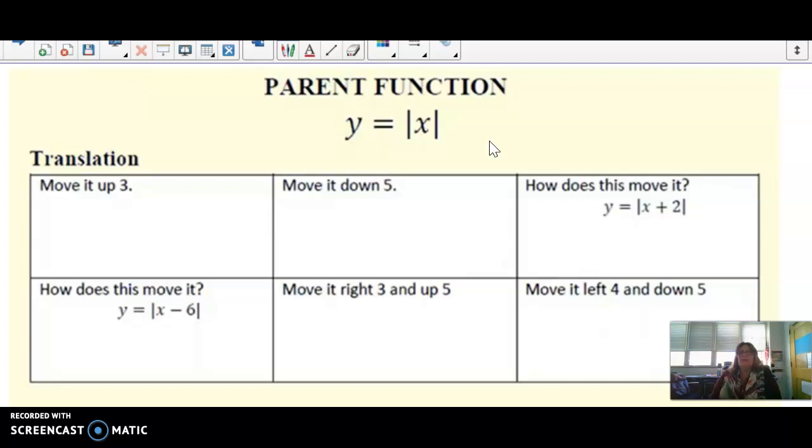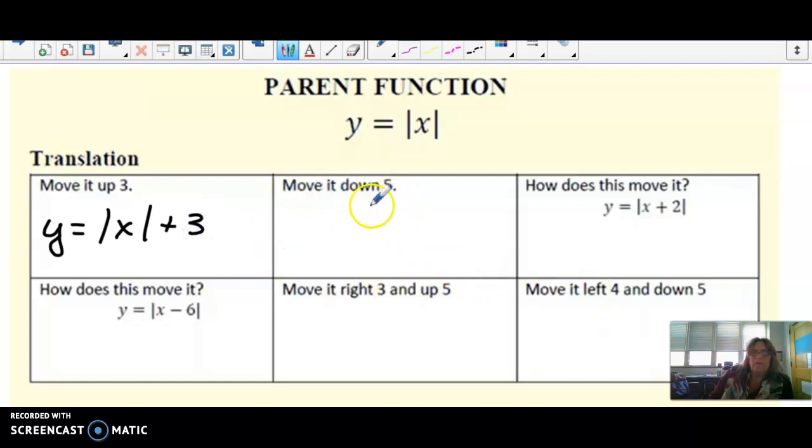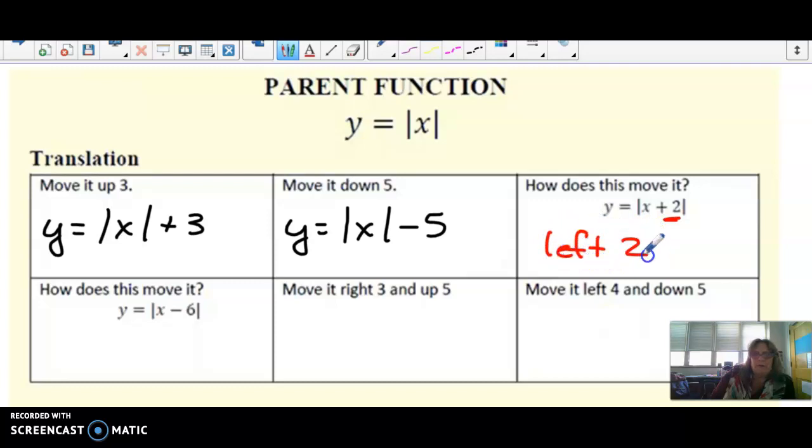If we move our graph up 3, then we're going to keep the equation the same, except on the outside, we're going to add 3. If we move it down, then again, it's going to be outside of our absolute value signs, but it's going to be a minus 5. In this particular equation here, remember it moves in the opposite direction. So instead of plus 2, it's going to move to the left 2. This opposite direction of minus 6 is to the right 6.